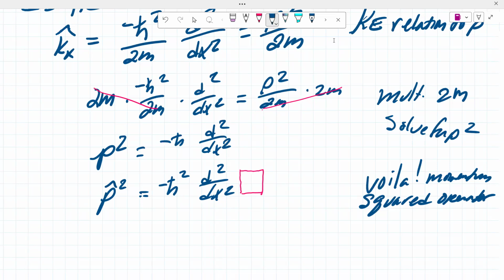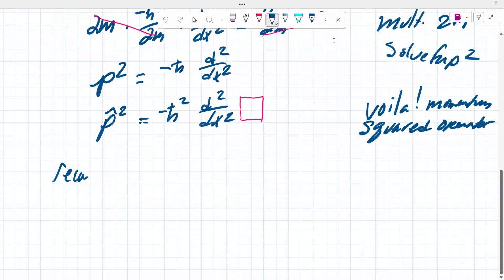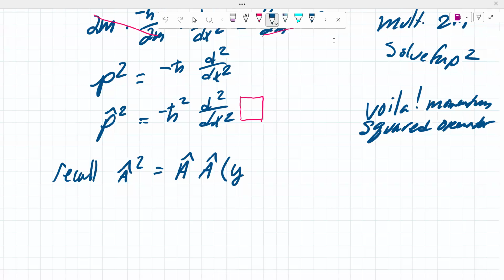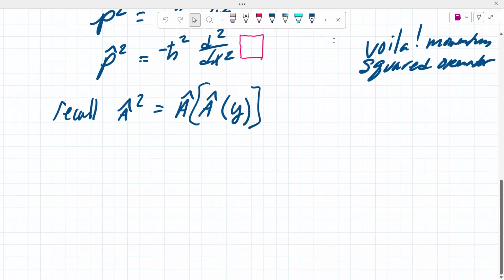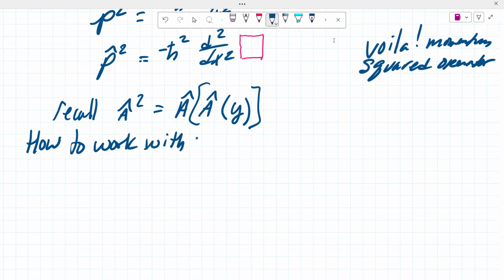So this means that, let's just recall that some operator squared is equal to A hat times A hat operating on some function psi, right? So what it really means is first the operator would operate on the inside and then this would resolve to something and then it would operate on something else. So we need to talk about how we deal with multiple operators. And the good news is that it's really not too bad.